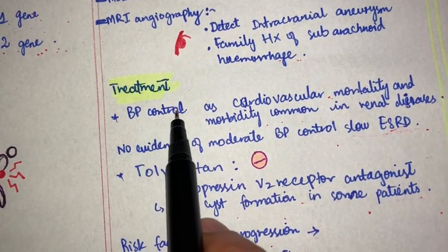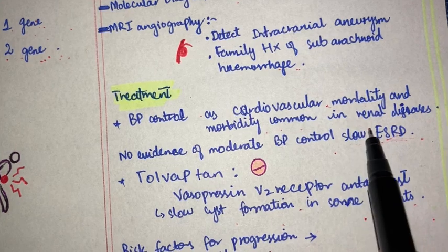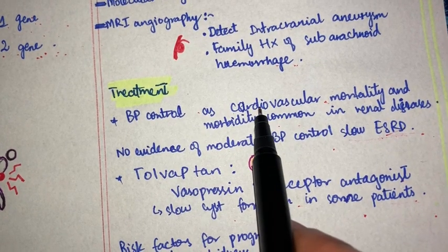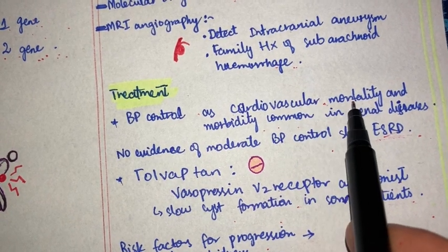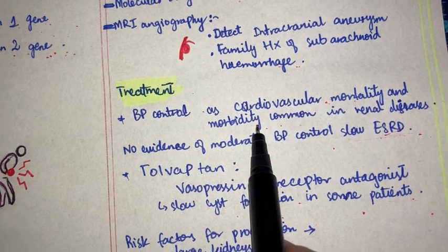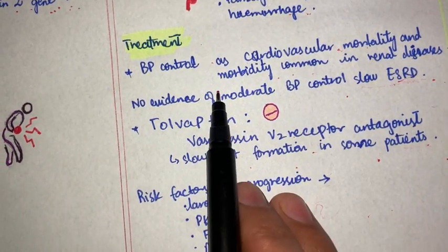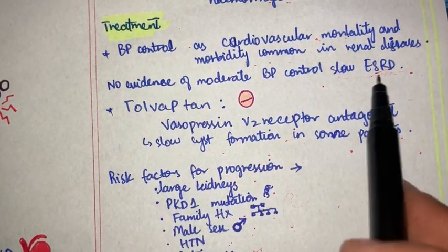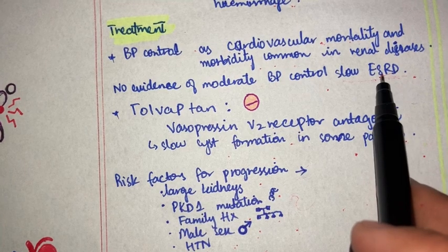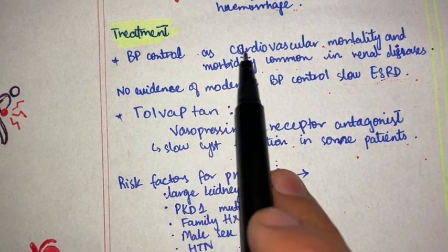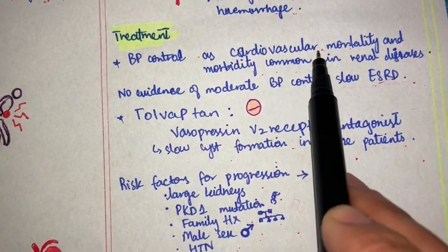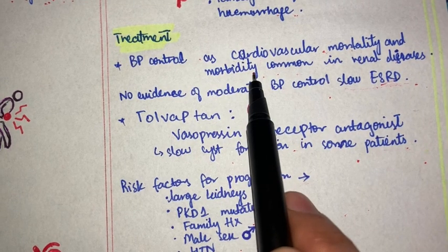Then how do we treat the patient? We have to control the BP. As in renal diseases, there is increased risk of cardiovascular morbidity and mortality. There is no evidence that if we control the BP, we can slow the progression to end-stage renal disease, but we have to control BP to decrease the risk of cardiovascular mortality and morbidity.